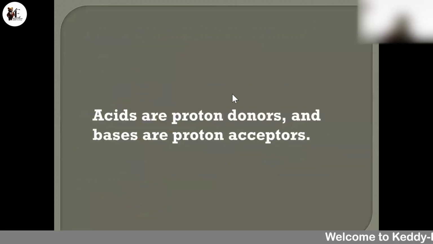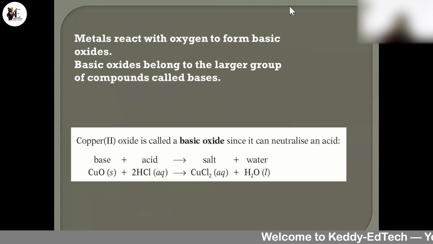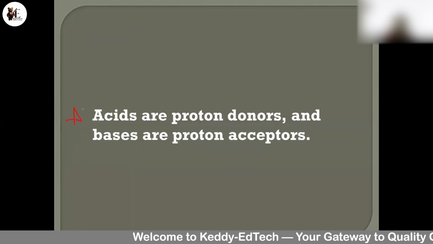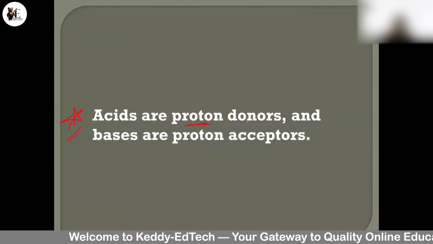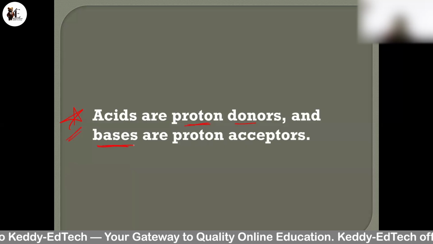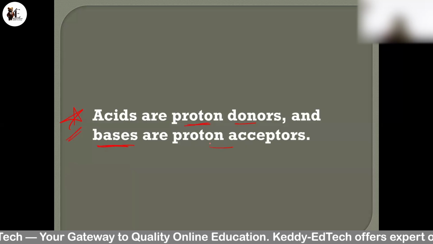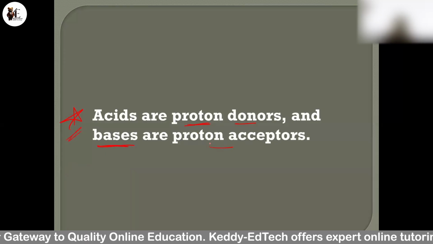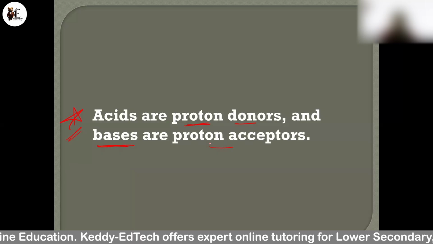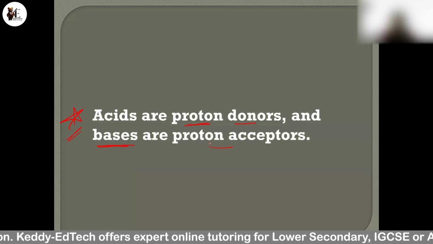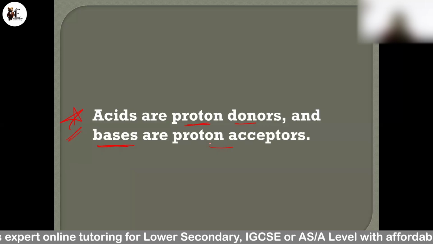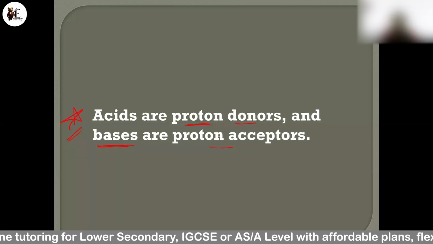Now next we are going to define acids and bases in terms of proton donors and acceptors. Remember that acids are proton donors. They have extra protons, so they are proton donors, while bases are proton acceptors. So acids donate protons and bases accept protons. If I ask you to define acid and base in terms of proton donors and acceptors, you have to write only this definition: acids are proton donors and bases are proton acceptors.